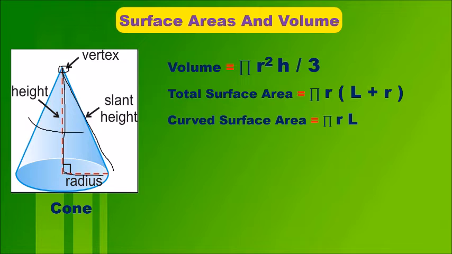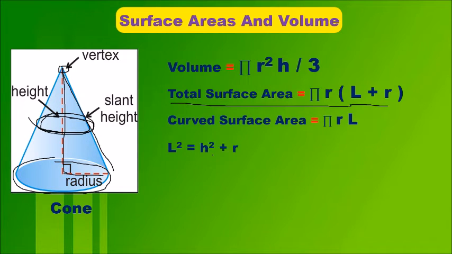This is the curved surface, and the area of this curved surface is equals to pi r L. Total surface area is equals to curved surface area plus area of this base. It means that if we will add the area of base with the curved surface area, then we can find out the total surface area.